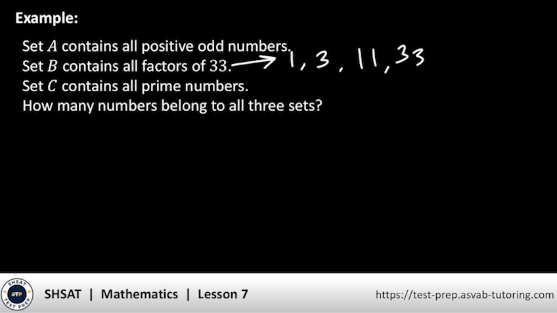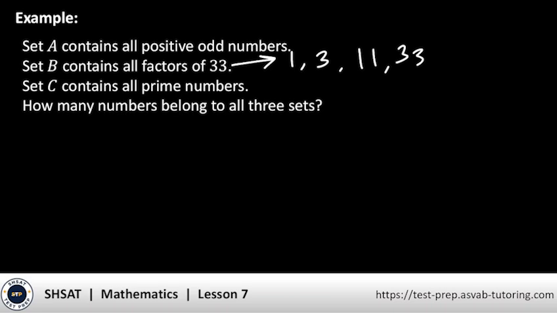Set C contains all prime numbers. Okay, how many numbers belong to all three sets? If you look at 1, 3, 11, and 33, out of all four of these numbers, how many are positive odd numbers? These are all positive numbers, and if you consider odd numbers, all four of these are odd numbers. But set C says that it contains all prime numbers. So from 1, 3, 11, and 33, how many numbers are really prime?